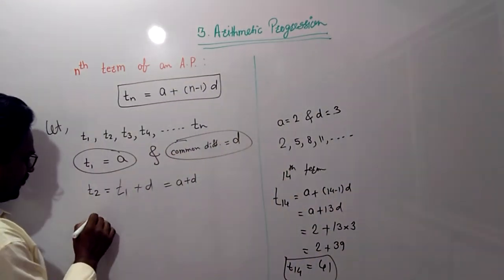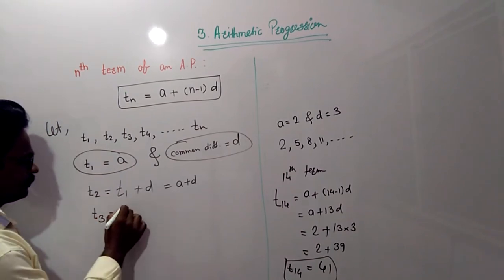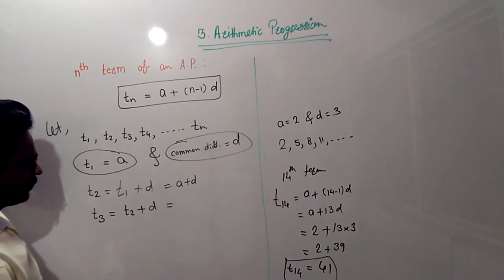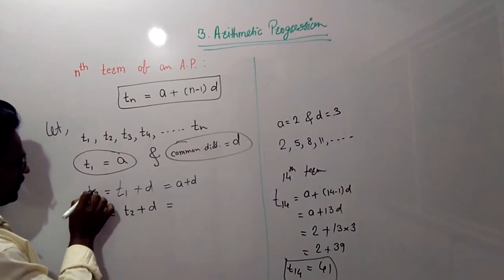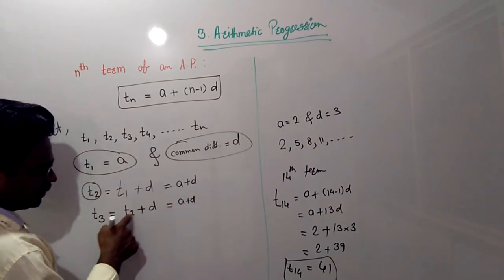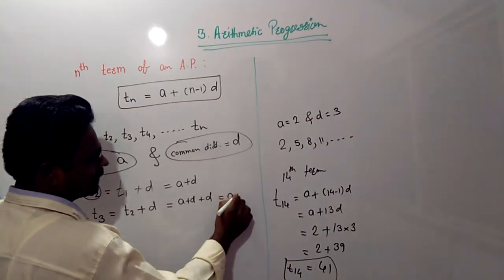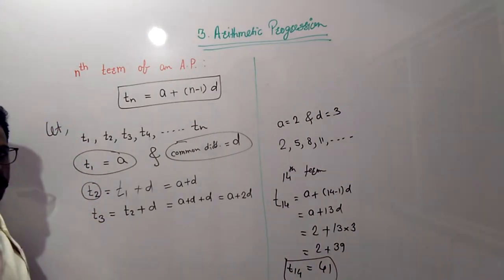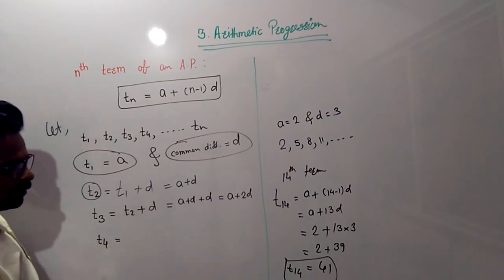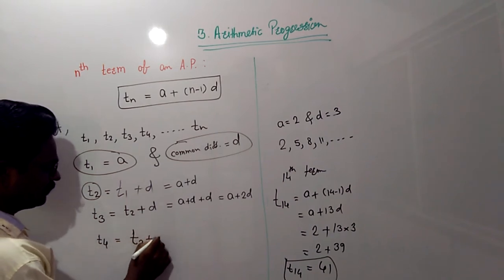Now T3 is equal to, which one is the previous of T3? It's T2 plus the common difference, d. So T2 is equal to a plus d, and T2 plus already d is there, plus d. That means it will become a plus 2d. Okay, no problem. Then comes T4. T4 is equal to what? Previous one plus common difference. Previous is T3, plus d.